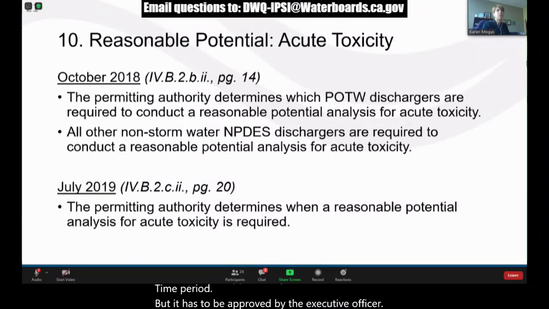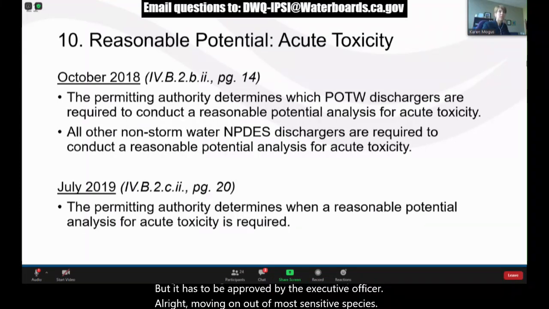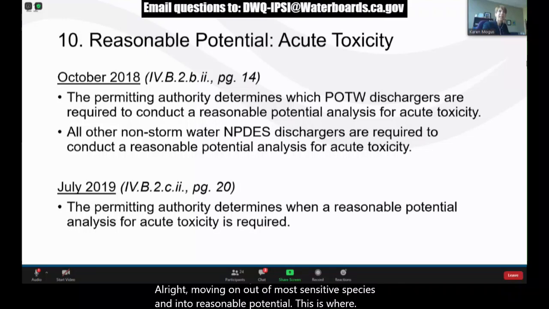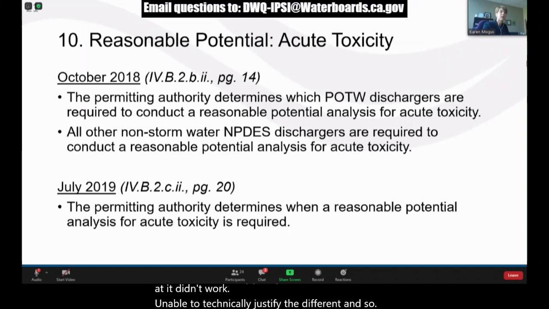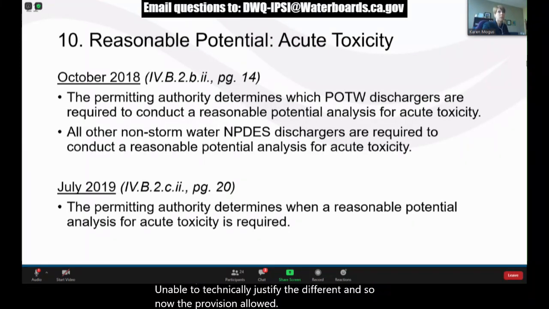All right, moving on out of most sensitive species and into reasonable potential. This is where acute toxicity rears its head yet again and has the same rationale. The October 2018 version gave discretion to the permitting authority to conduct an RPA for acute toxicity for POTW dischargers, but required a reasonable potential analysis for all other non-stormwater dischargers for acute toxicity. And again, we looked at it, we're unable to technically justify the difference. And so now the provisions allow the permitting authority the discretion to determine when a reasonable potential analysis is required for acute toxicity.